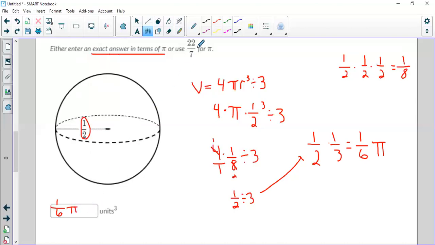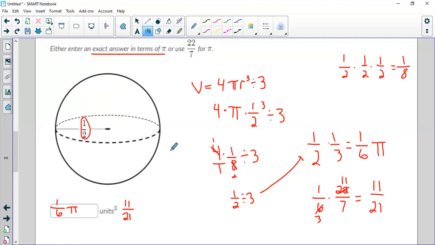Now, if you want to use that fraction 22/7 for pi and get a fractional answer, that means I need to multiply 1/6 times 22/7. Well, let me cross reduce here. They both divide by 2. This becomes an 11. This becomes a 3. And now I have 1 times 11, that's 11, and 3 times 7 is 21. So you could give either answer. They'll accept either answer in this assignment. I would suggest just leaving it with the pi because it's easier. Leave it in terms of pi and you're good.